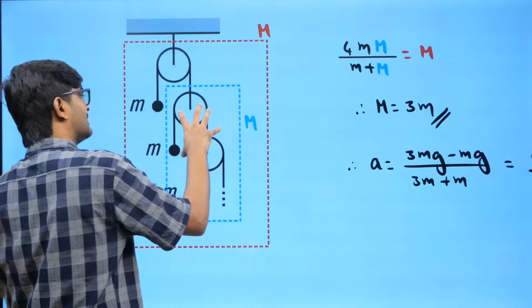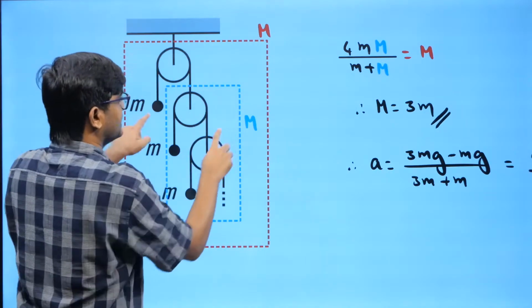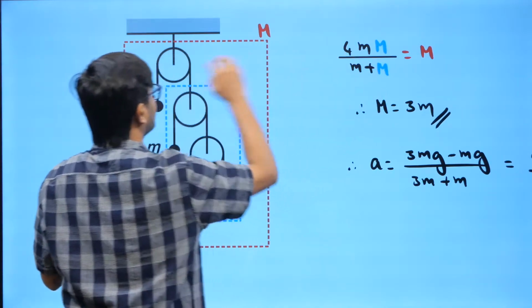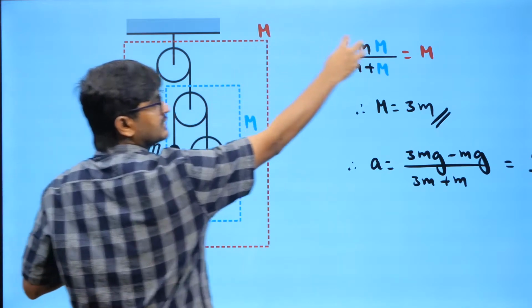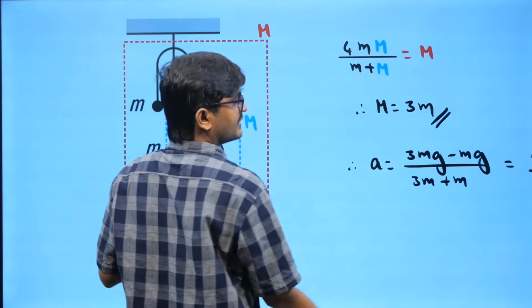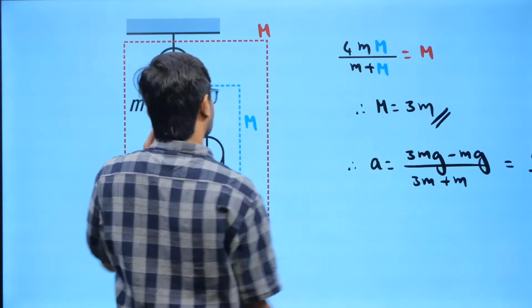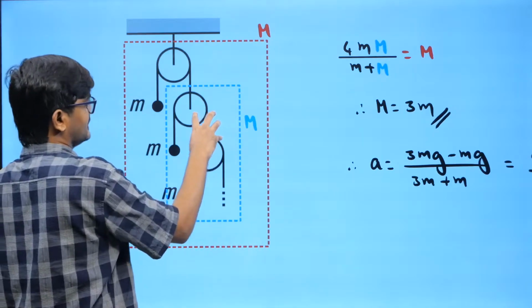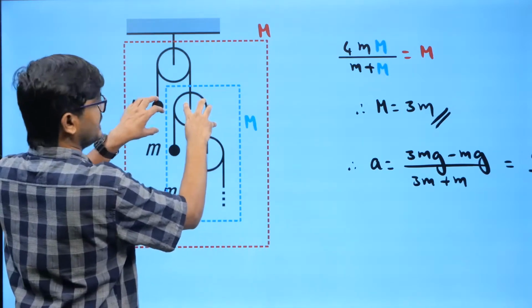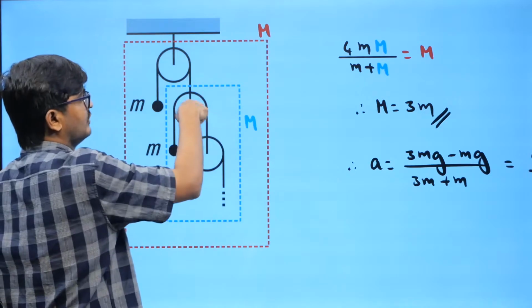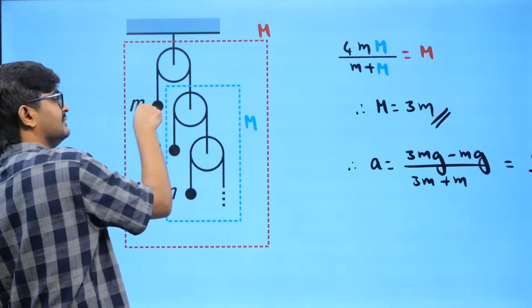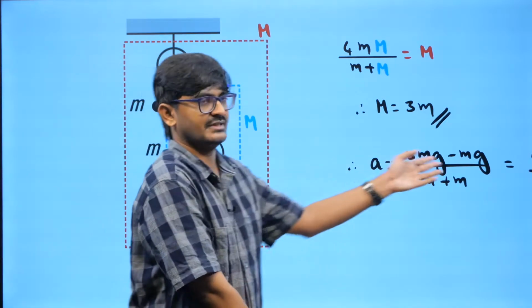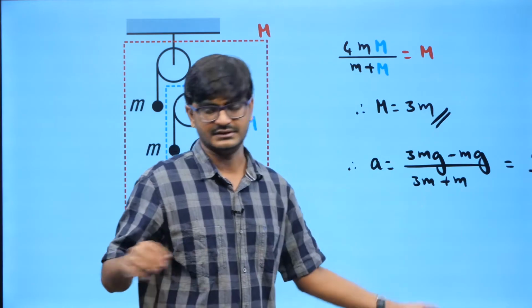So when there is capital M and small m, I can replace this entire thing with 4 m1 m2 by m1 plus m2, but that entire thing is again capital M. So from there I can cancel capital M and I can get capital M as 3m. So once I get capital M as 3m, this is going to be 3m and this is going to be m, which is the previous question. There are two blocks, one mass is 3m, one mass is m, then acceleration will turn out to be (m2g minus m1g) by (m1 plus m2), which is g by 2.